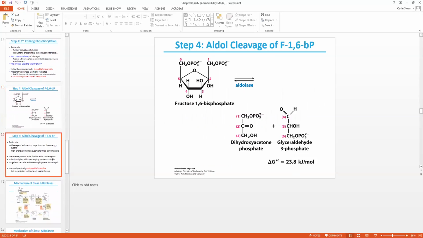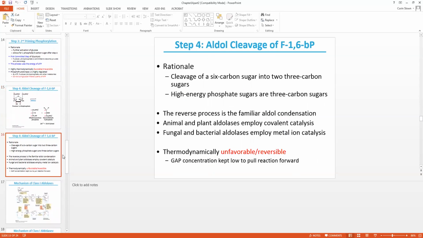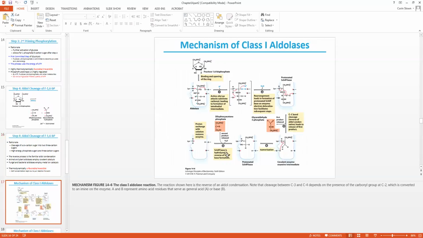So the rationale here is that it's cleavage of a 6-carbon sugar into two 3-carbon sugars. It's the high-energy phosphate sugars that are the 3-carbon sugars. The reverse process is the familiar aldol condensation. So most animal and plant aldolases employ covalent catalysis, whereas fungal and bacterial aldolases employ metal ion catalysis. This is a thermodynamically unfavorable, or reversible, reaction, and so it's the glyceraldehyde phosphate concentration that's kept low to pull the reaction forward. So these are class 1 aldolases.